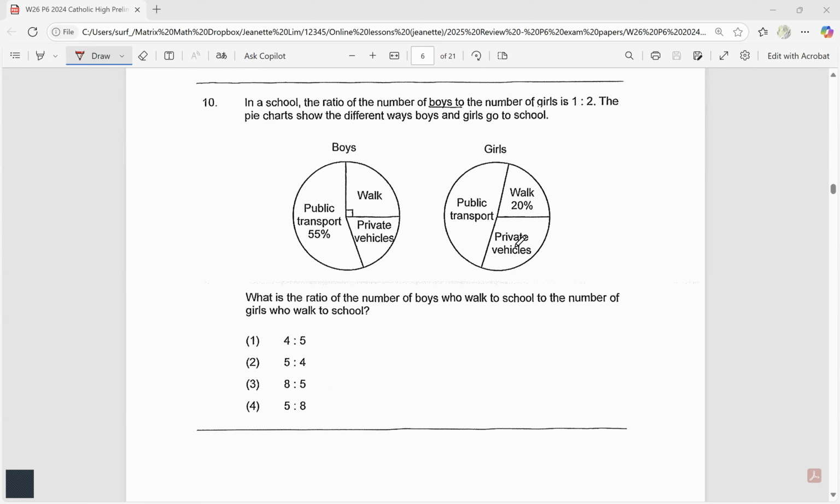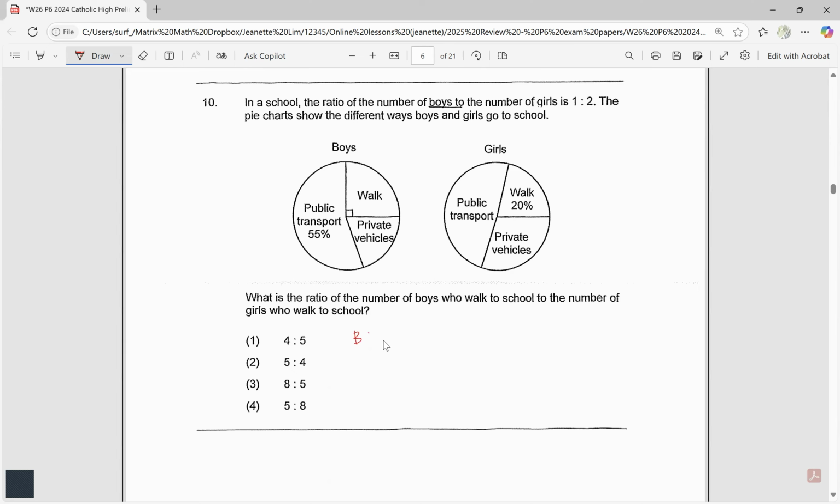So what I'll do is write down the ratio first. B to G, 1 to 2. What is the ratio of the number of boys who walk to school to the number of girls who walk to school? Out of the boys, we have 1/4 of them walking to school. So in ratio, boys that walk to school to the total of boys will be 1:4.